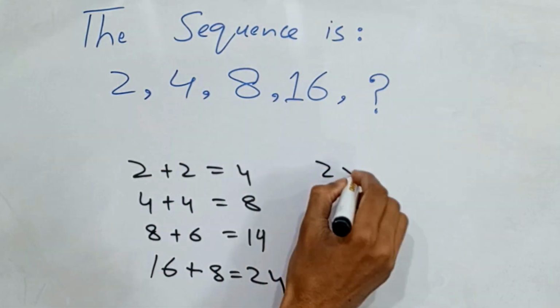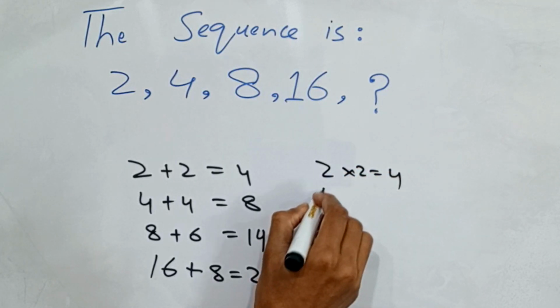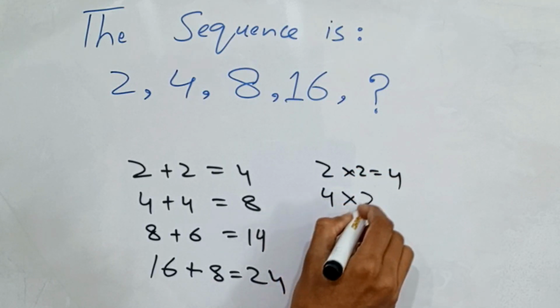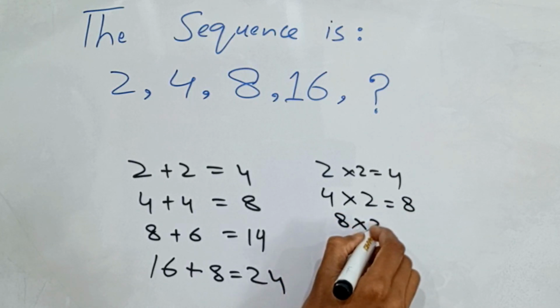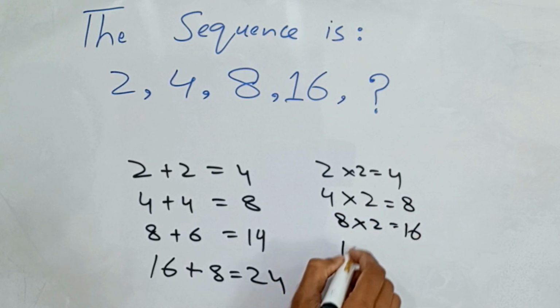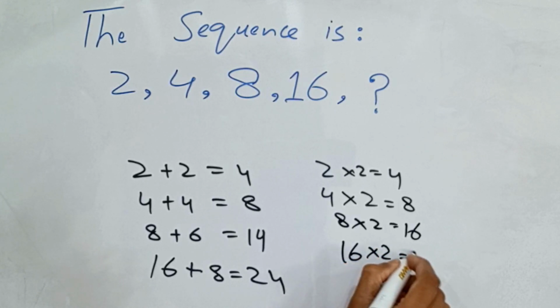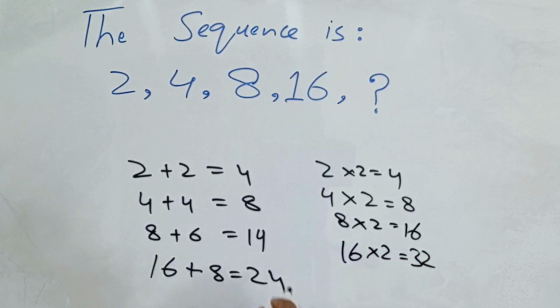So 2 times 2 equals 4, and 4 times 2 equals 8, and 8 times 2 equals 16, and 16 times 2 equals 32. So the correct next term is 32.